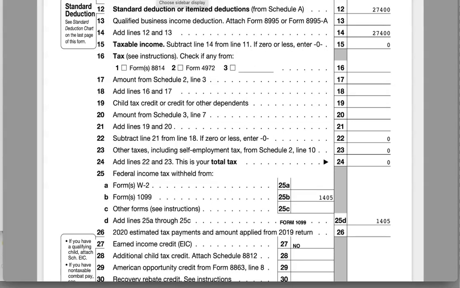So turning to page 2 of the 2020 tax return, Form 1040, the couple took the standard deduction. There wasn't any reason to try to itemize because the standard deduction was more than AGI, so there's no taxable income. They had $1,405 withheld from various sources, and they're going to get all of that back on their tax return.